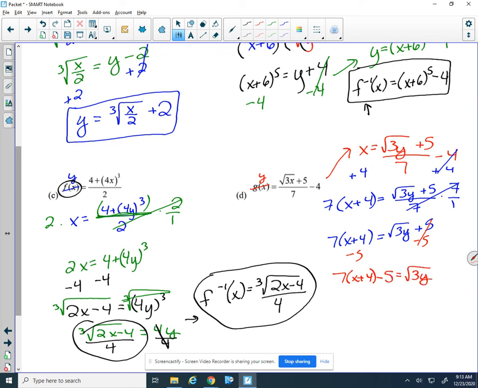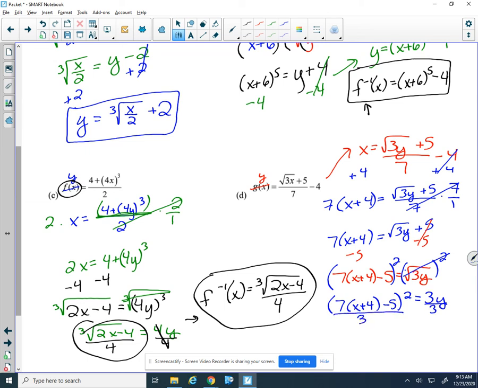And if you're having trouble following, I would go back to the first two. I want to keep the video decently short. Basically, that's how I'm deciding what I remove. This is a square root, so the opposite is squared. So I have 7 times x plus 4 minus 5 squared equals 3y. And lastly, I'm going to divide by 3.